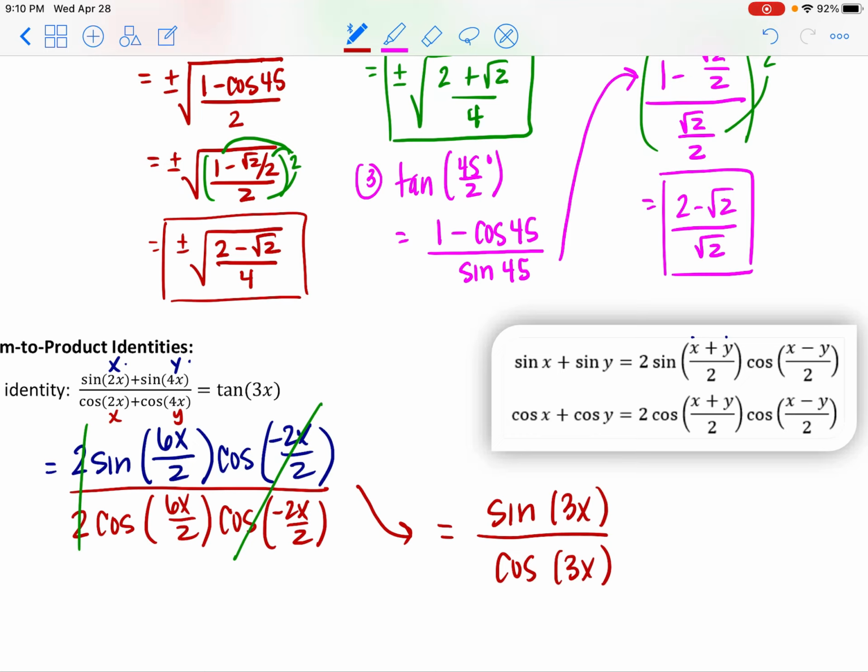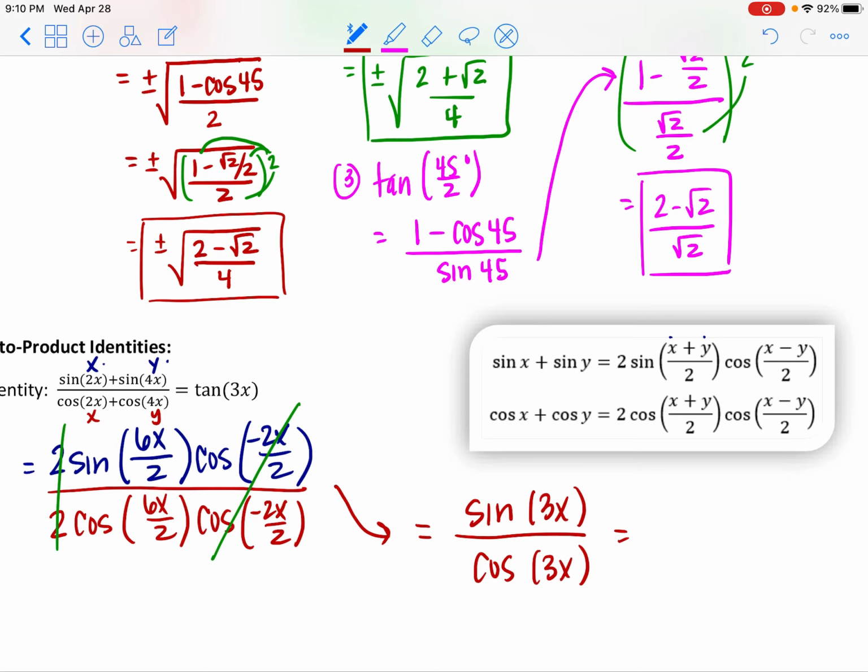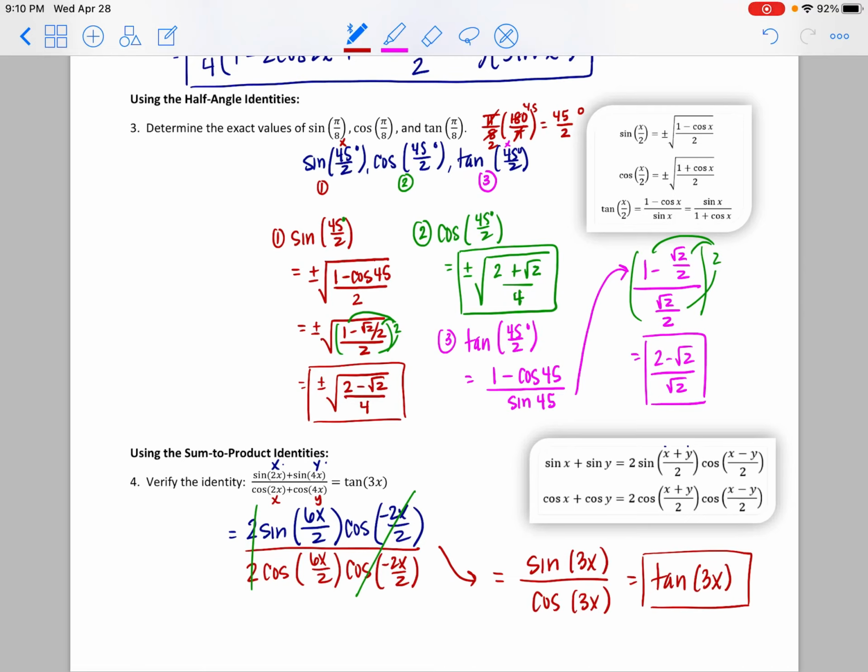And we were trying to show that this is equal to the tangent of 3x. Well, tangent is defined as sine over cosine. So if we have sine over cosine, it is precisely tangent of 3x. And there it is. We did it. Okay, we were able to show using our identities that that mess that we started with on the left is exactly tangent of 3x.